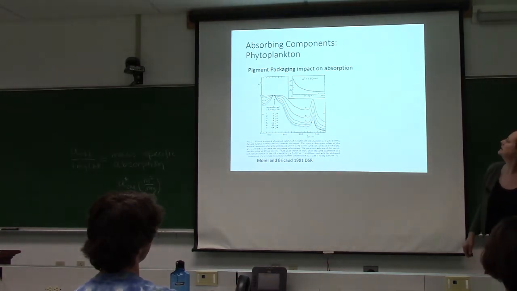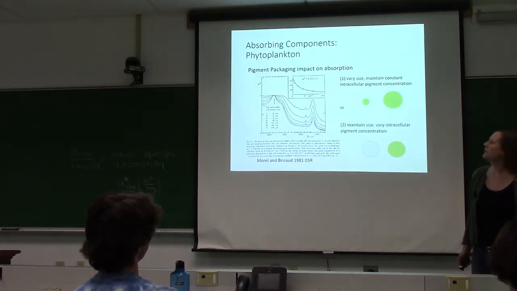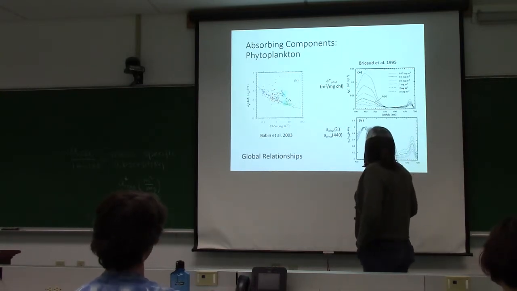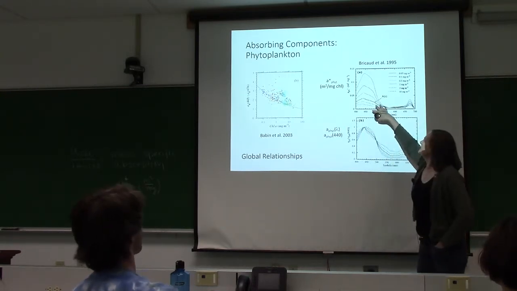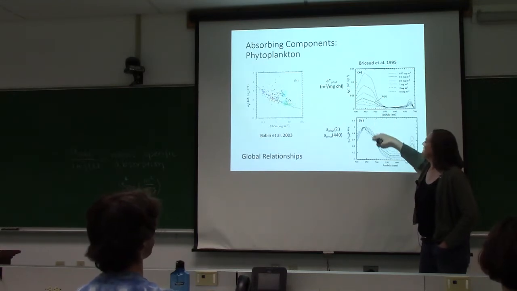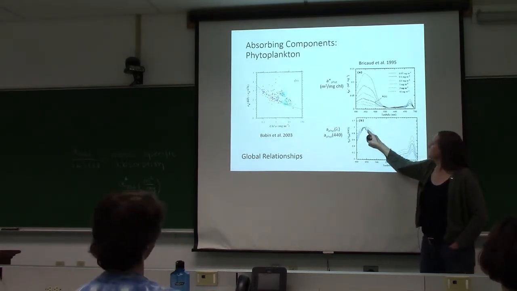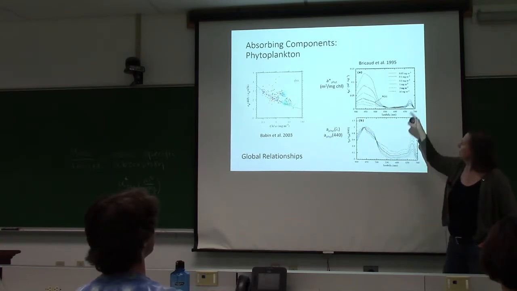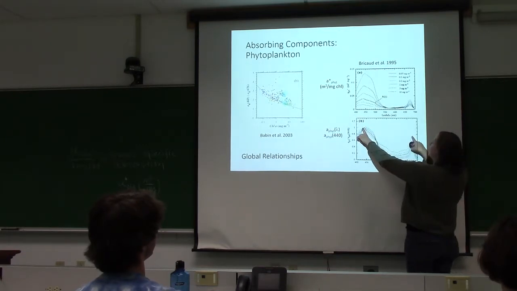I'm actually going to wait on pigment packaging to talk about that when we take a measurement. So we see these really big differences in phytoplankton absorption in terms of whether the shape is peaked or flat. These have just all been normalized to 440. This is from a paper by Anique Burko. And we see a really big difference in the blue to red peak ratio.